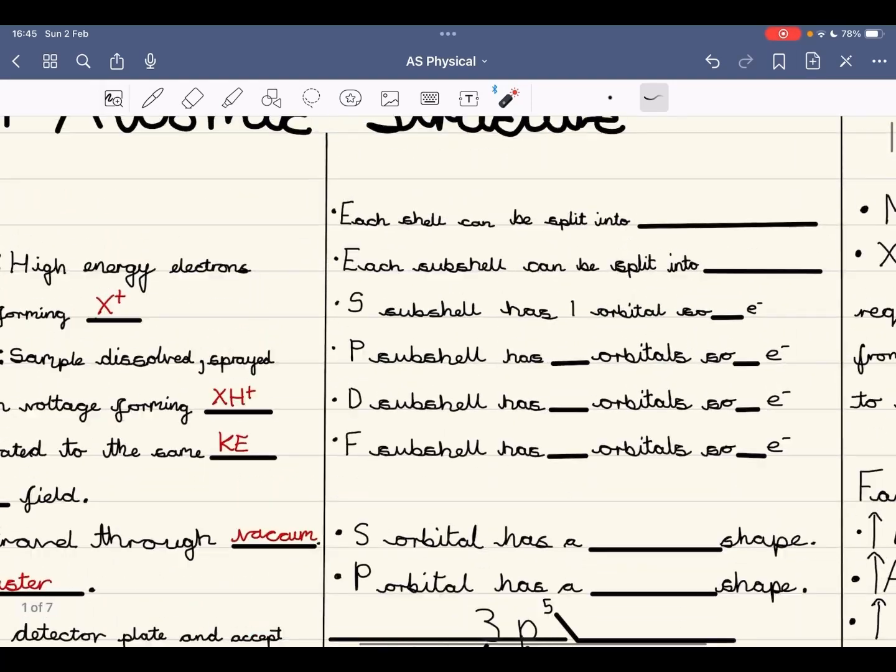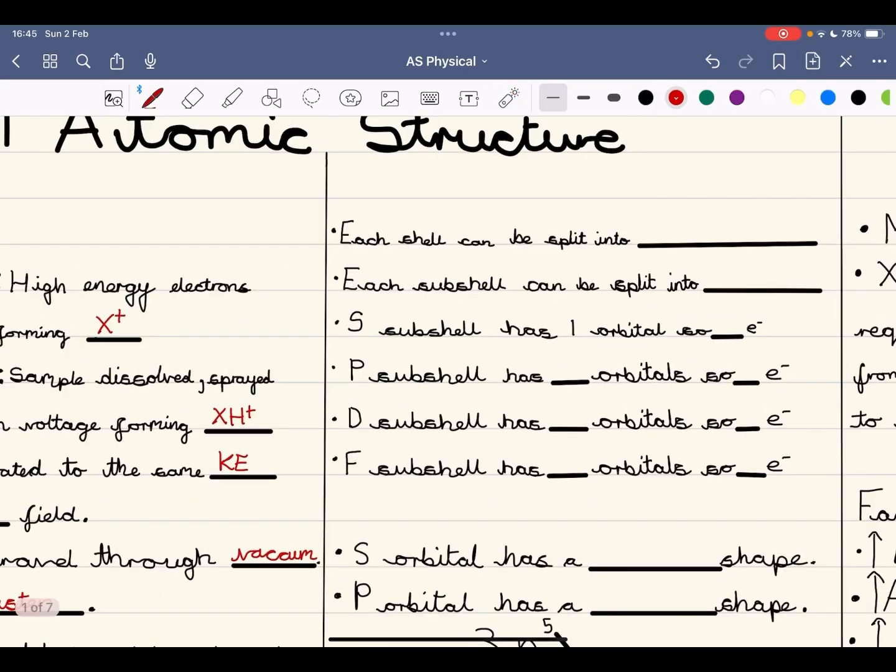And then next we have the orbitals. So each shell can be split into a subshell, and each subshell can be split into orbitals. The s subshell has one orbital, so 2 electrons. The p subshell has 3 orbitals, so 6 electrons. The d subshell has 5 orbitals, so 10 electrons. And the f subshell has 7 orbitals, so 14 electrons.